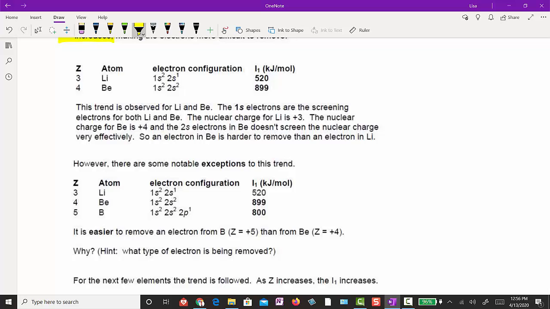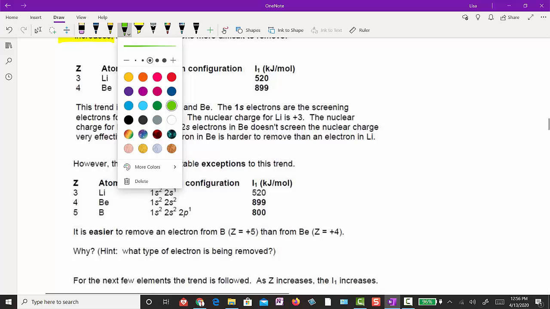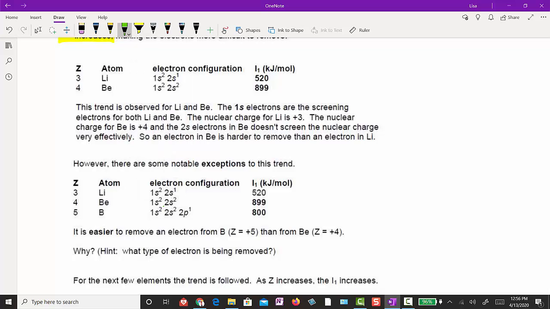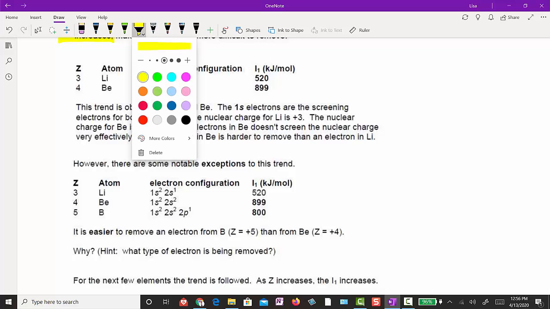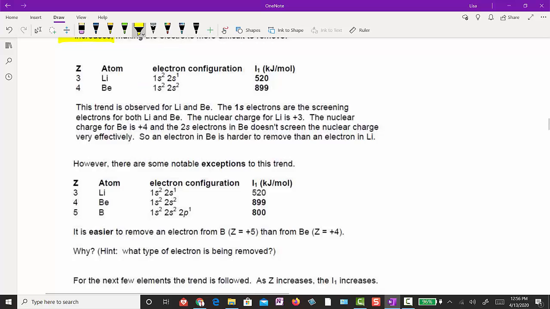Beryllium, oh, that didn't work. Let me get a smaller highlighter. That's way too big. I don't know if that's a highlighter or a marker, but we'll go with it. It's going from the 2s. Sorry about that. Will this let me change the size? Maybe I can. There we go. I think I got a small highlighter now.